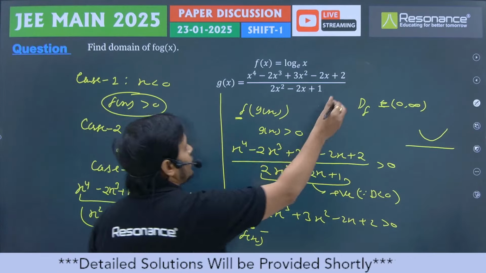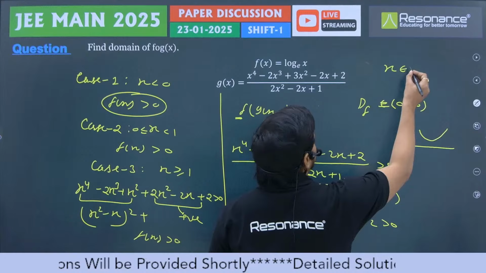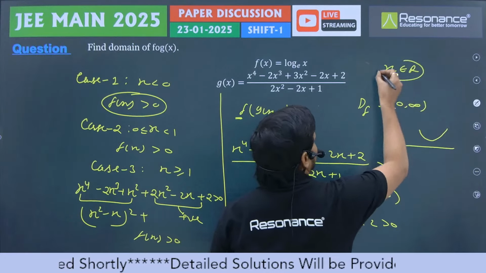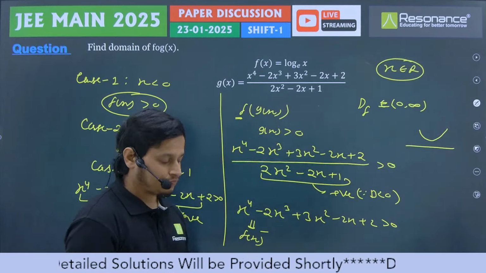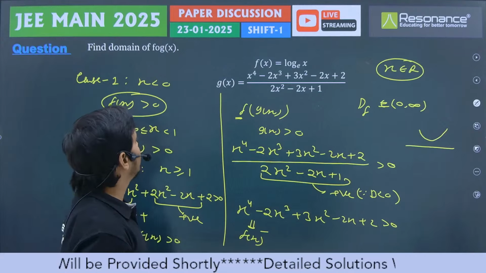Then what should be the answer? What will be the answer? Here the domain will belong to R, because it is always true.